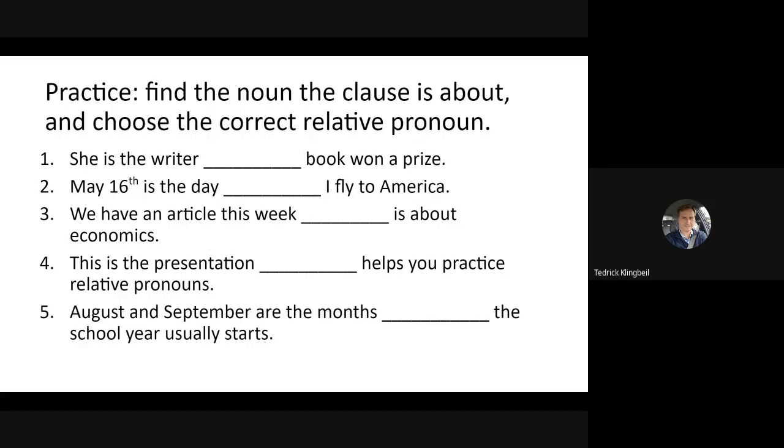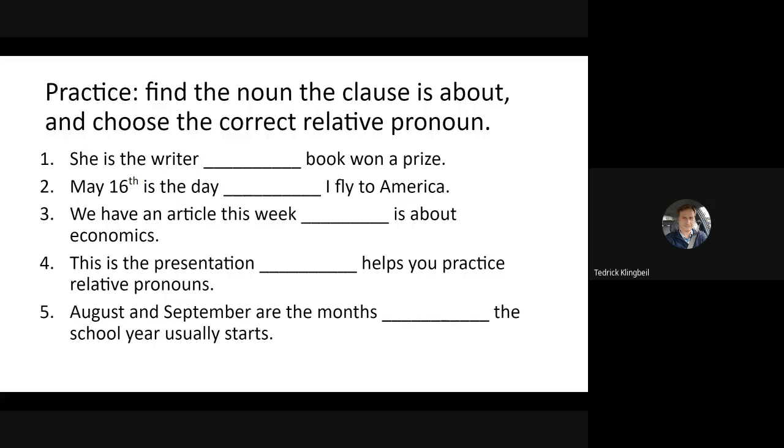Okay, so practice: find the noun the clause is about and choose the correct relative pronoun. She is the writer, blank, book won a prize. May 16th is the day, blank, I flew to America. We have an article this week, blank is about economics. This is the presentation, blank helps you practice relative pronouns, and August and September are the months blank the school year usually starts. So let's do the first one together.